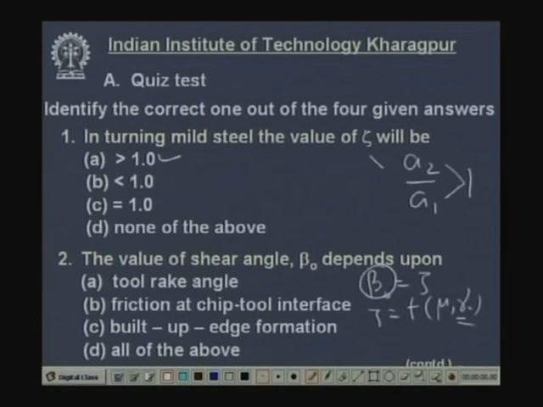So, this is correct. Friction at chip tool interface, this is also correct, and when the built up edge forms, the rake angle changes. So, the effect of built up edge is also there, and last is all of the above. So, this is the correct answer, that all these previous three are applicable.